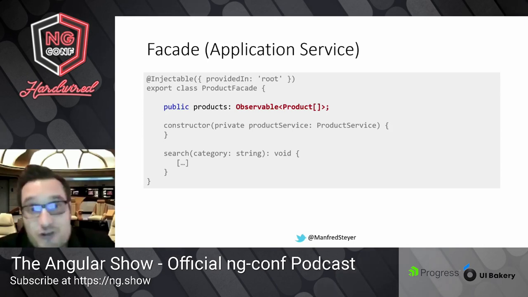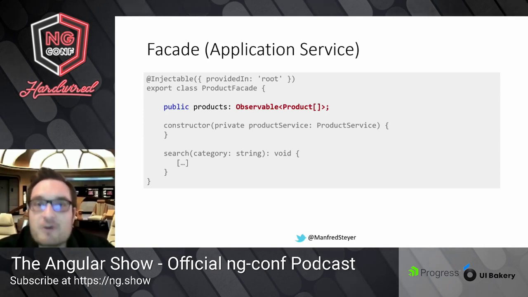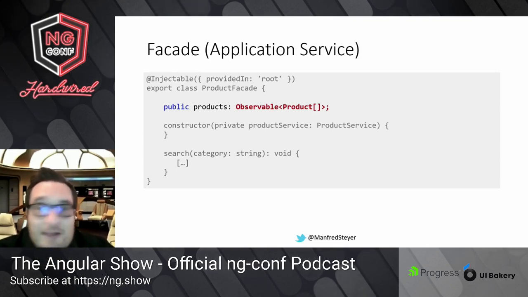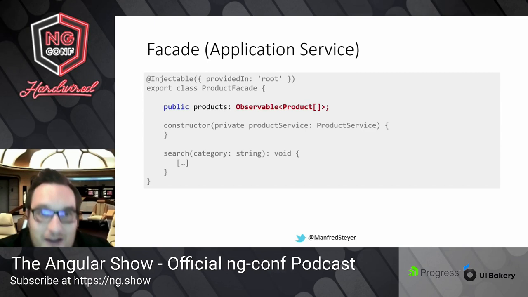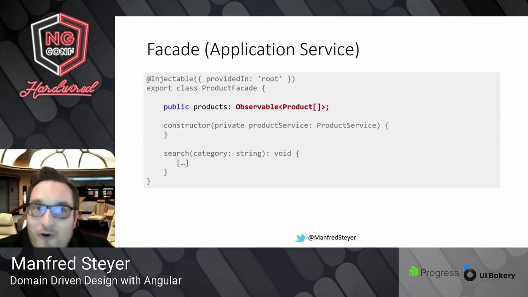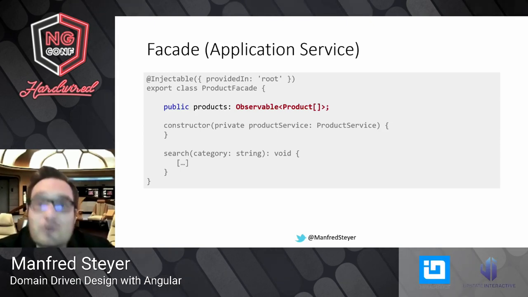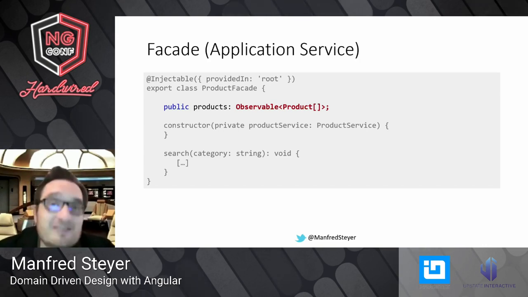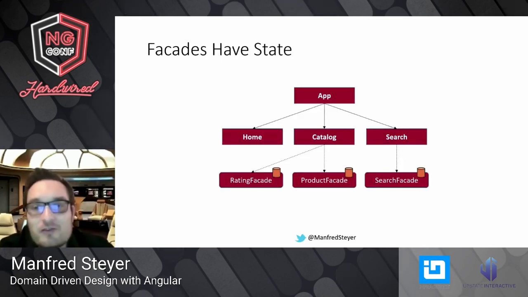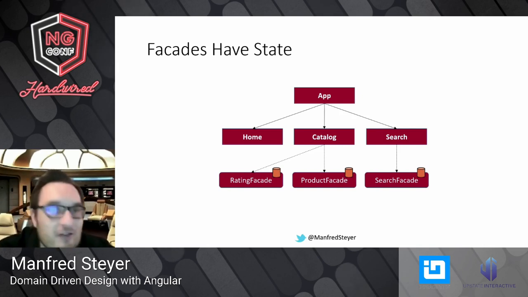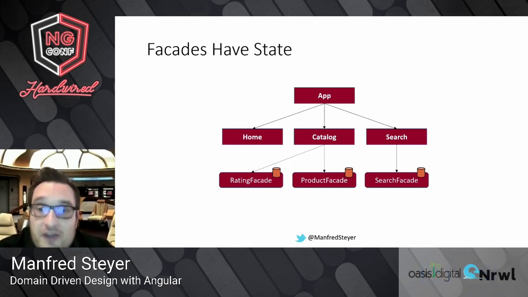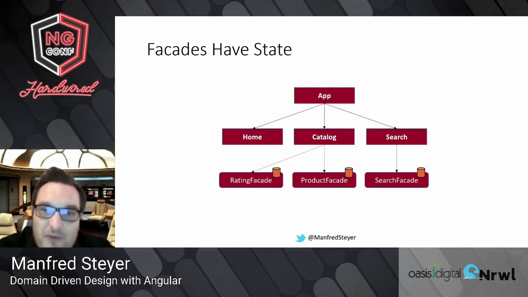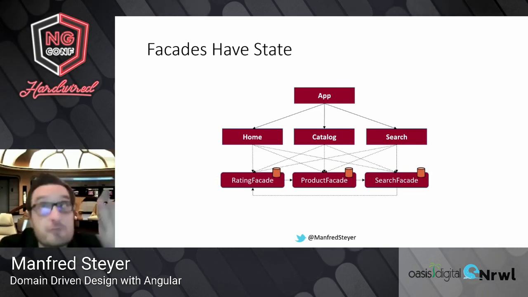But now the big question is, where does those observable come from? And the very simple answer is, this observable comes from a behavior subject. This is the simplest way to provide an observable for state management. And sometimes using a behavior subject is good enough, because we don't want to over-engineer our applications. Over-engineering is as bad as under-engineering, if you ask me. And perhaps this is just okay. That means you have here your facades, and each and every facade has one or several behavior subjects exposed as an observable.